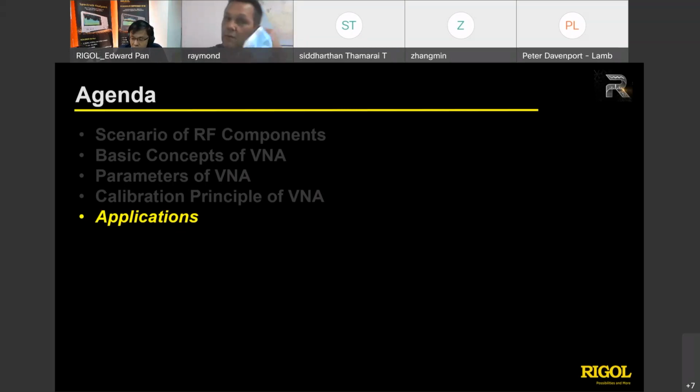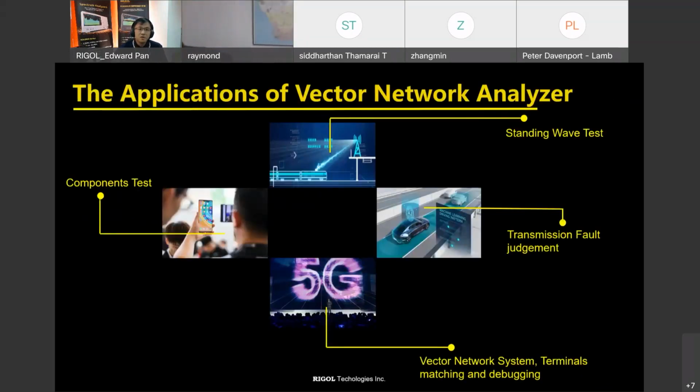So we will switch to the application sessions. The applications of the network analyzer, we can separate into 4 parts. You can see the left-hand side is the component test, because components like the antenna, cable, attenuator, mixer, and amplifier, you can use the network analyzer to do the S11 and S21 measurement.